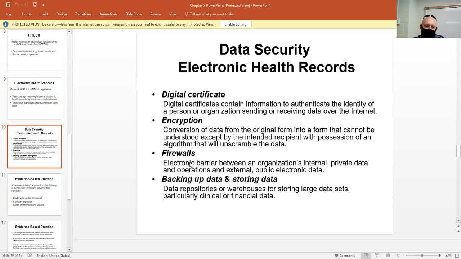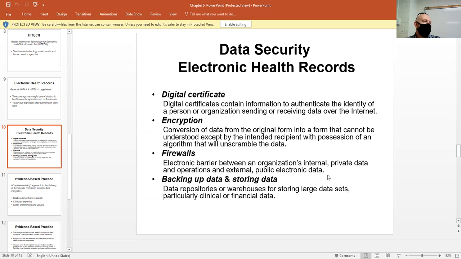Firewalls, they're another thing. They're an electronic barrier between an organization's internal private data and operations and external public electronic data. They have some things that are open to the public, like for people searching about their facility. And then obviously you're going to keep your internal records separate, where the average person can't get to it. There's a firewall that keeps people from getting there.